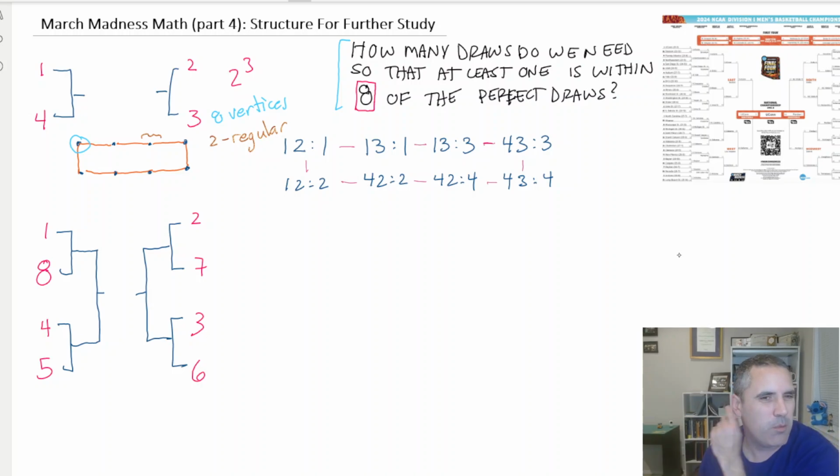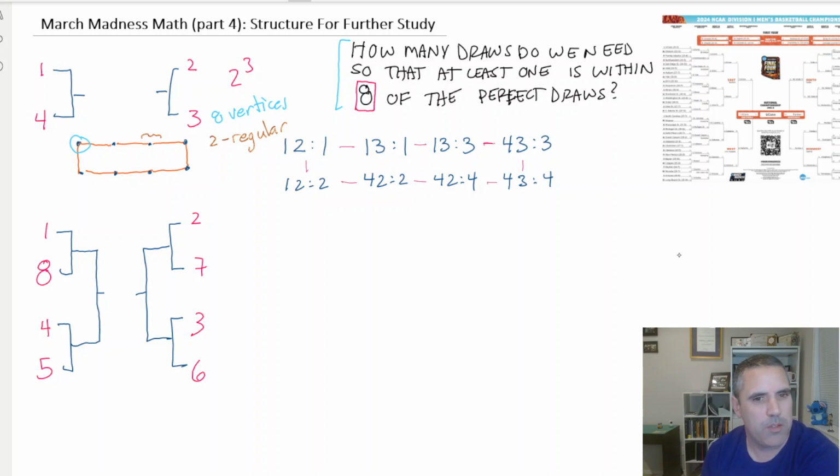Okay, so then you could say, well, what if I wanted to be within 1 of everything? Well, then I'd have to pick these draws. You can see this kind of opens the door to something else. So unfortunately, you would need 3 to be within 1 of everything. But what if you wanted to be within 2 of everything? Can we do that nicely? Looks like you're still going to need 3.